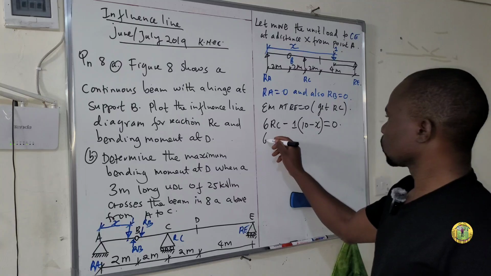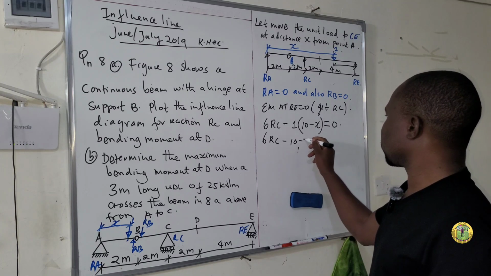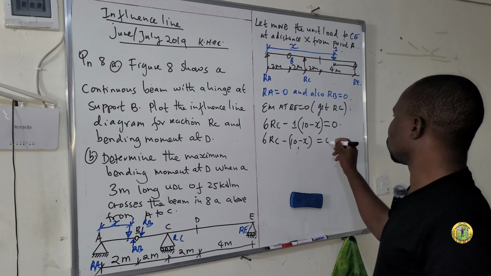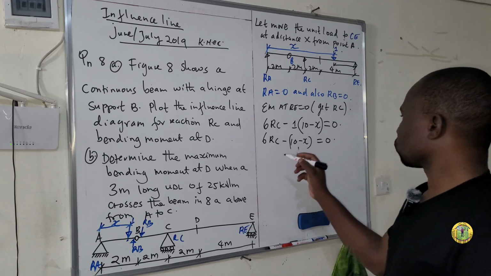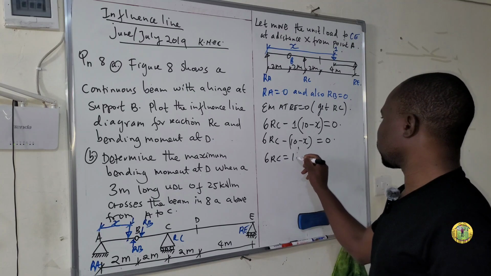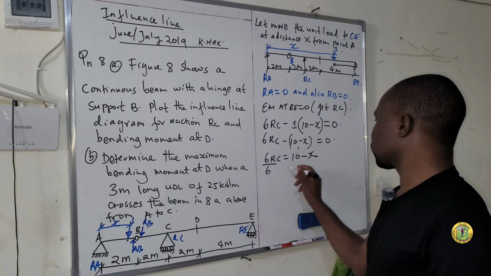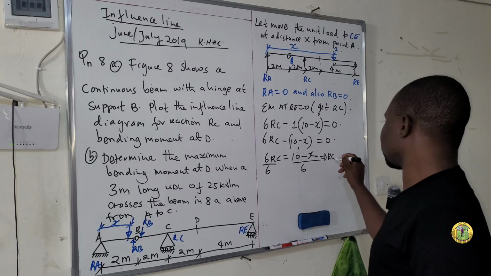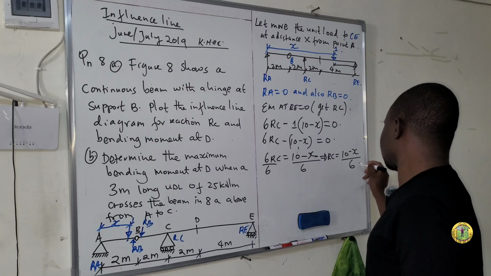So 6 RC minus, if you open the bracket, this is 10 minus x. So open without a negative is equal to 0. Then the whole of this will cross to the other side. So we'll end up having 6 RC is equal to 10 minus x. Divide both sides by 6, which implies RC is equal to 10 minus x all over 6.